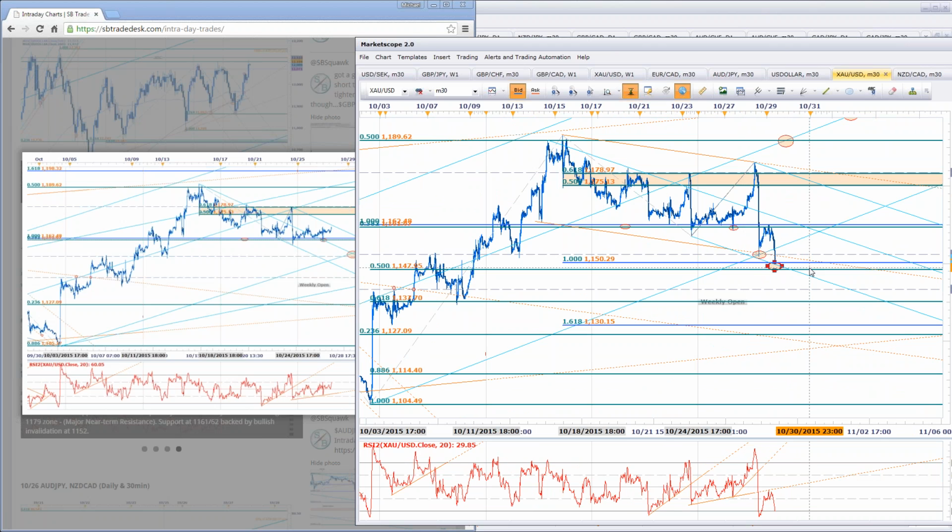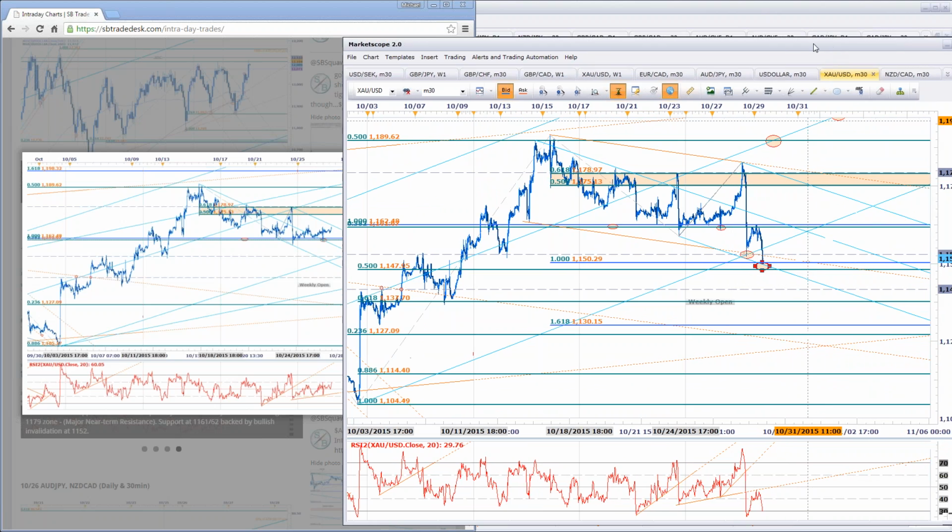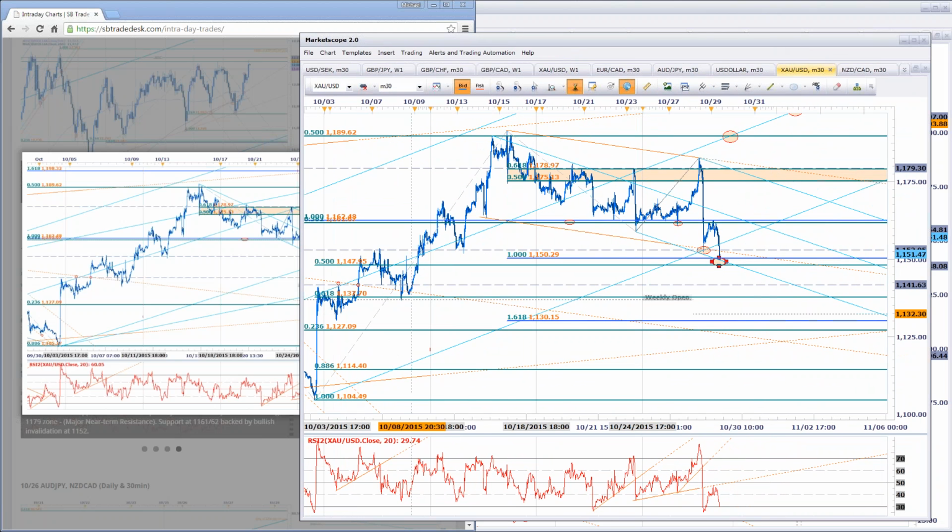If we crack 1147, there's really not much on tap. I mean, I have a soft target right here at 1141, but you're essentially looking for like the 618 at 1137.